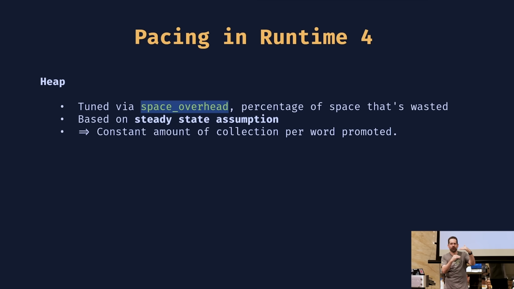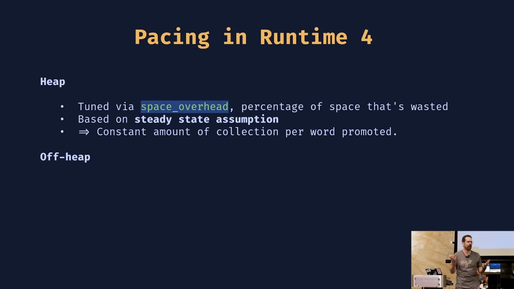There really are two separate garbage collectors with a kind of connection between them, right? And the pacing story is very different between them. So that's the on-heap story. The off-heap story is very different. So what do I mean by off-heap?